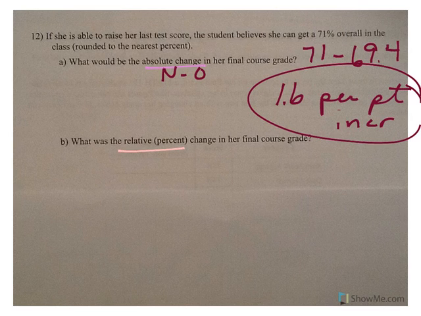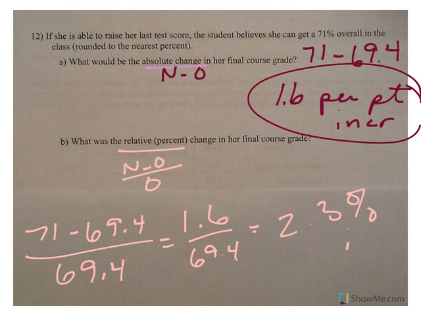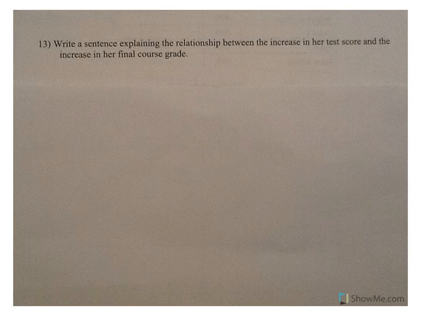Well, what's the relative change for that? New minus old divided by old. So 71 minus 69.4 divided by 69.4. So we're going to take that absolute change and divide it by 69.4, and we get a 2.3% increase. Again, it's an increase because it's positive. So she'll be able to raise her overall grade by 2.3%. Not percentage points, percent. That's the percentage increase.